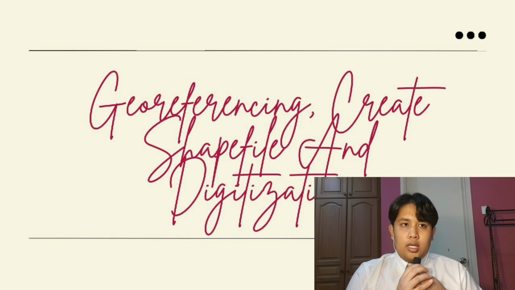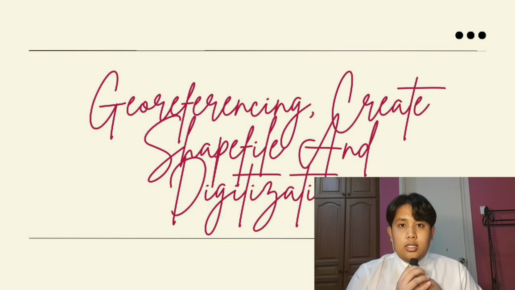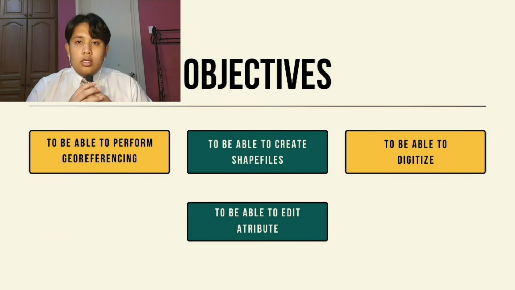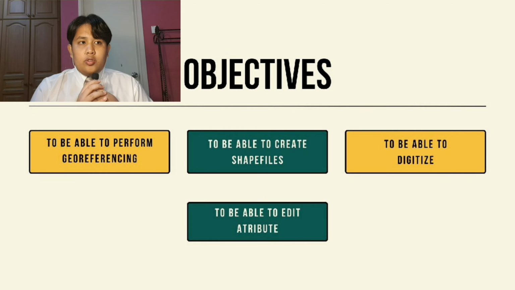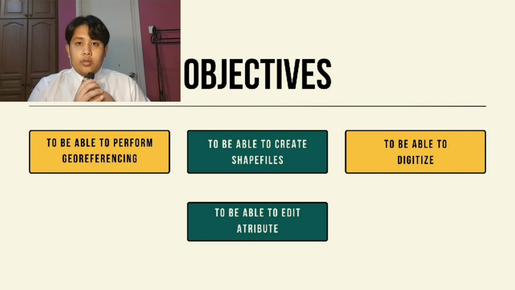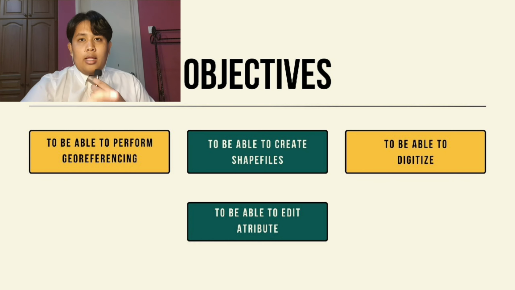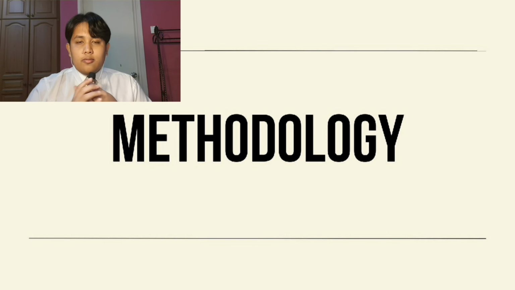Module 2 is about georeferencing, create shapefile, and digitization. The objectives of Module 2 are to be able to perform georeferencing, to be able to create shapefiles, to be able to digitize, and lastly, to be able to edit attributes. And now, let's talk about the methods.